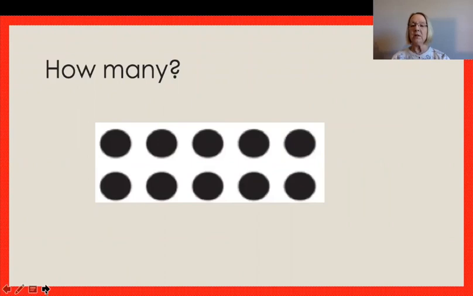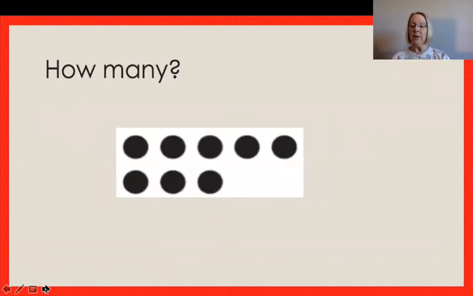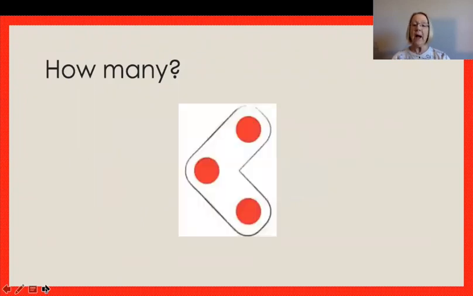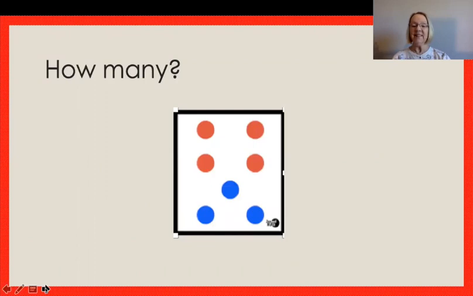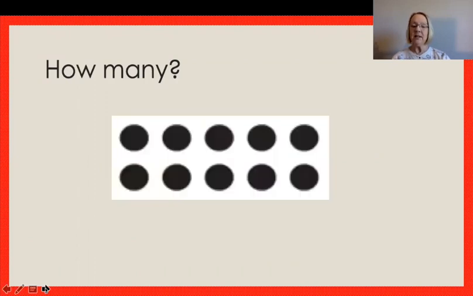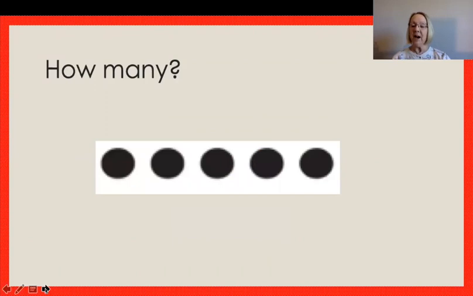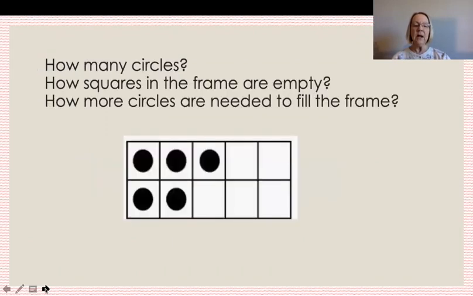Many of you may have done this activity in your classroom, and so I'll say how many and you tell me. All right, so here's an example. How many? 10, that's correct. How many? 8. How many? 3. How many? 4. How many? 7. How many? 10. How many? 5. Good job.